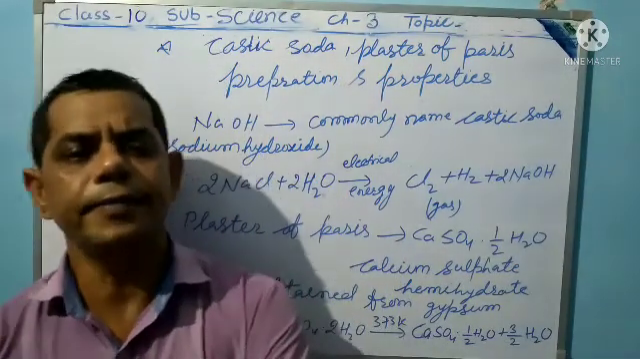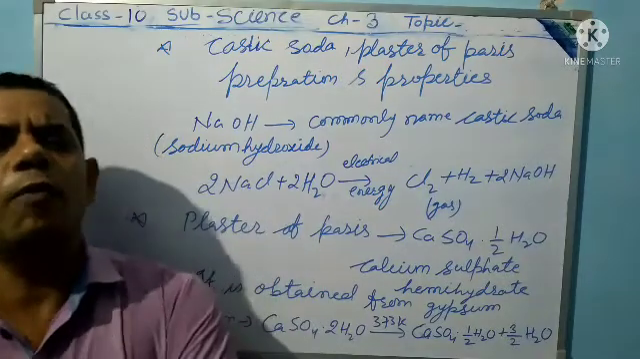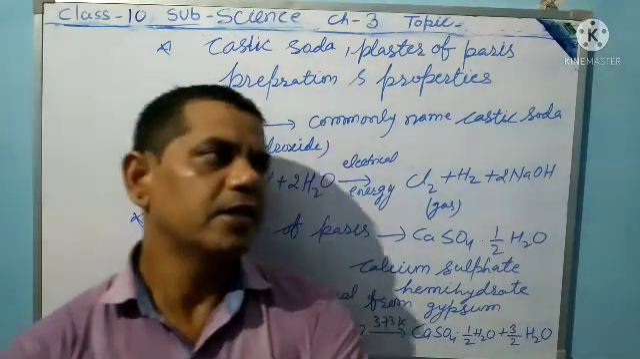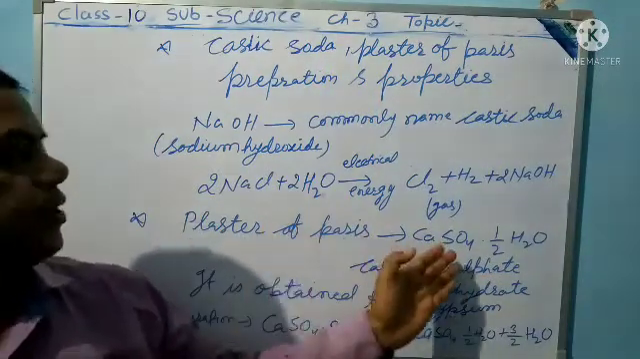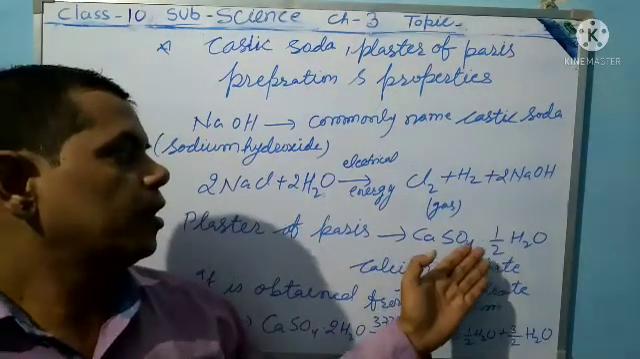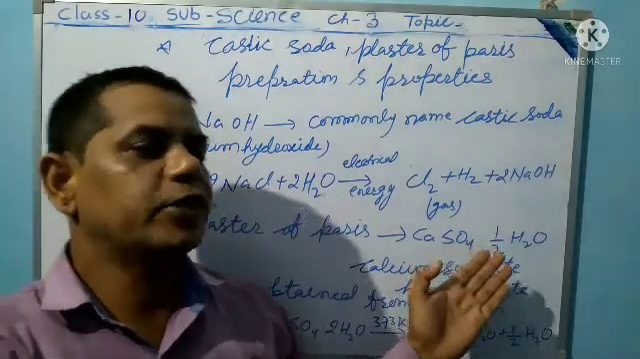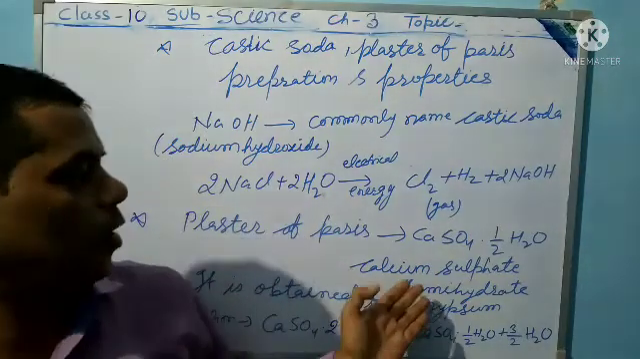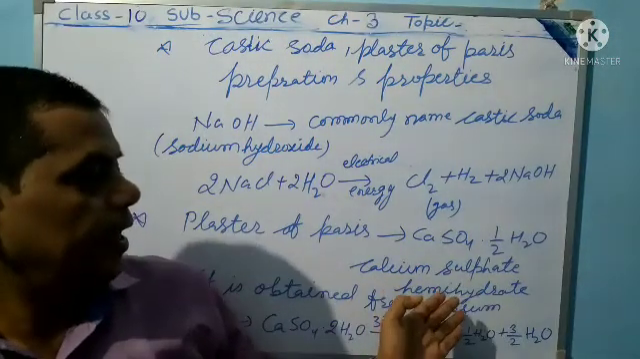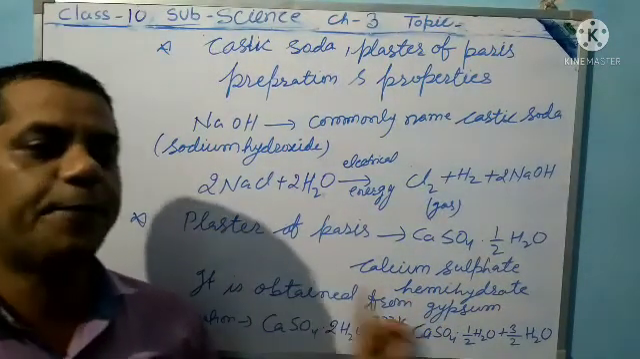Now again I explain the plaster of Paris. So what is plaster of Paris? It is CaSO4 dot 1/2 H2O. It is the name of calcium sulfate hemihydrate. It is obtained from gypsum.